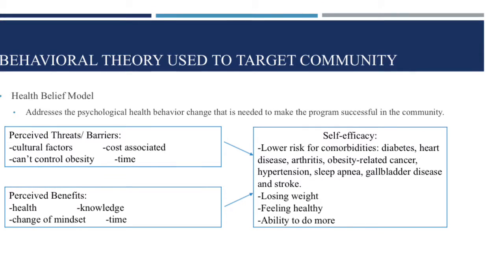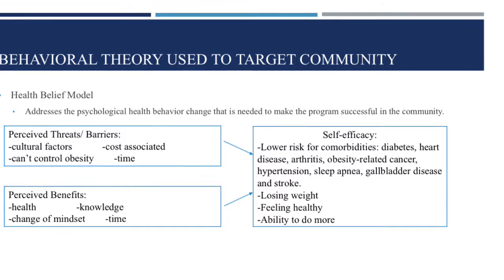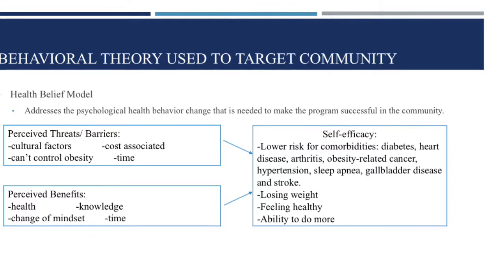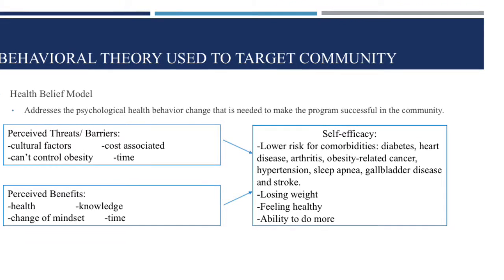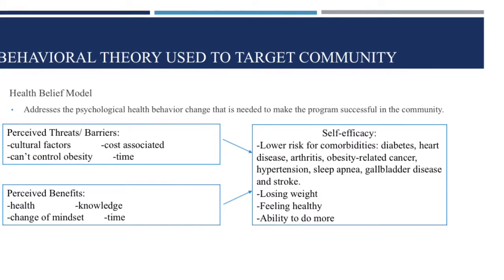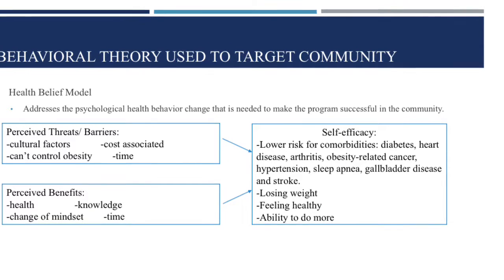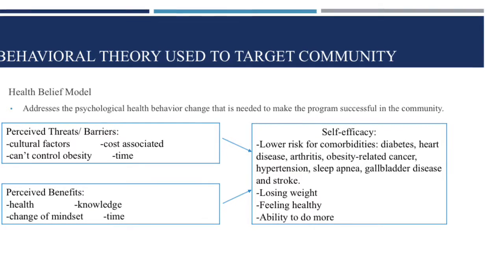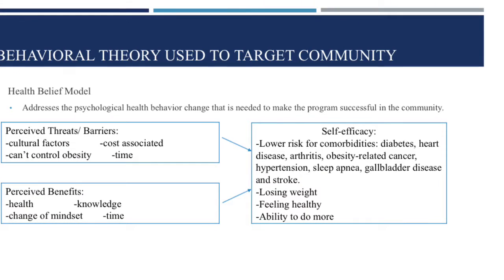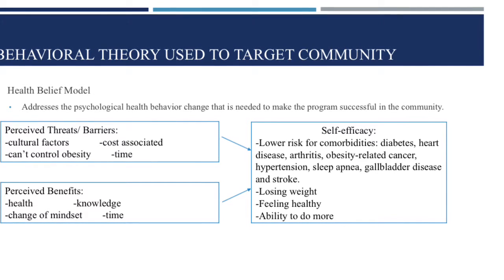As far as perceived threats and barriers, there'd be cultural factors, and that would mean that these individuals feel that they're being culturally attacked, and that would be any of their recipes that are meaningful and cultural to them. Also, another barrier would be assuming cost association, and that would be cost association with maybe a gym membership or seeing that they need more money to buy healthy alternatives when they're cooking.